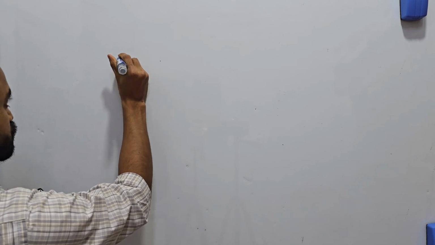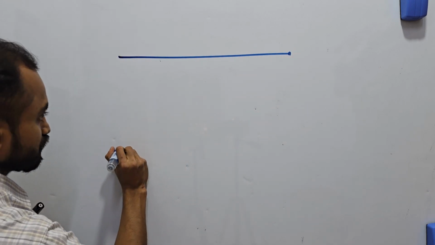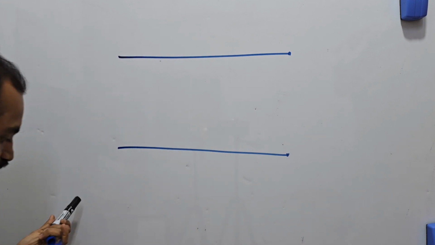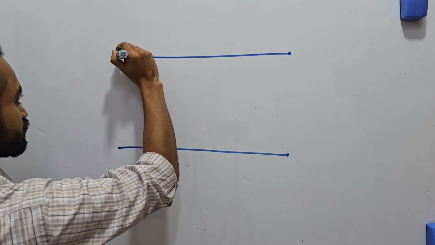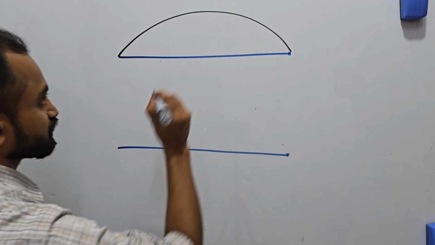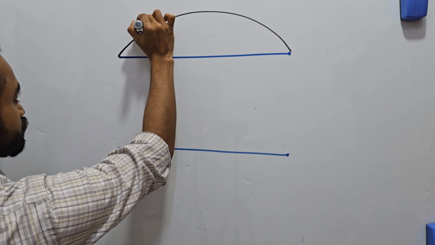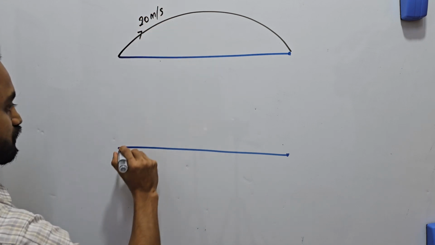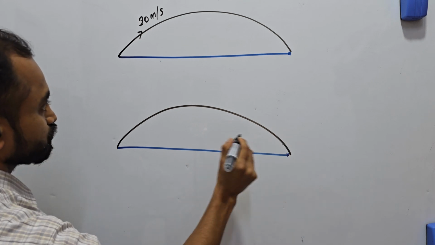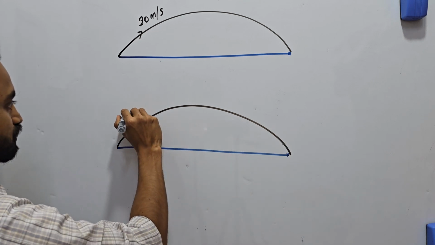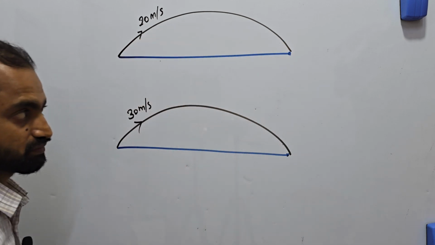So we have two situations. Number 1, number 2. In the first one, the ball is thrown like this at a speed of 20 meters per second. In the second one, same height, same distance, everything same. The ball is thrown at 30 meters per second. Which one will reach faster to this side?